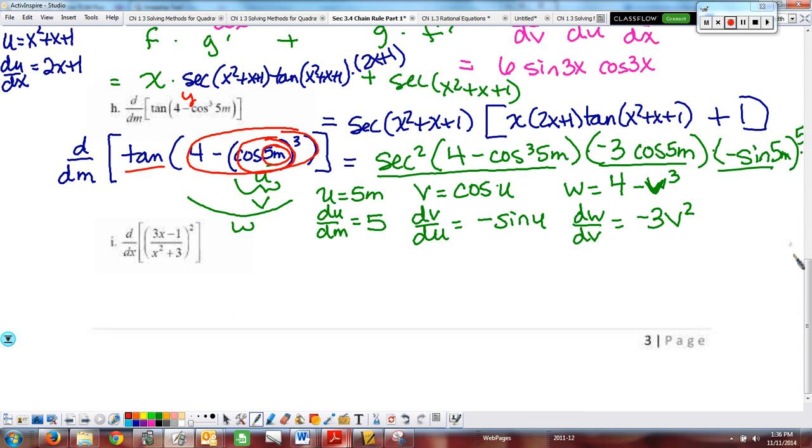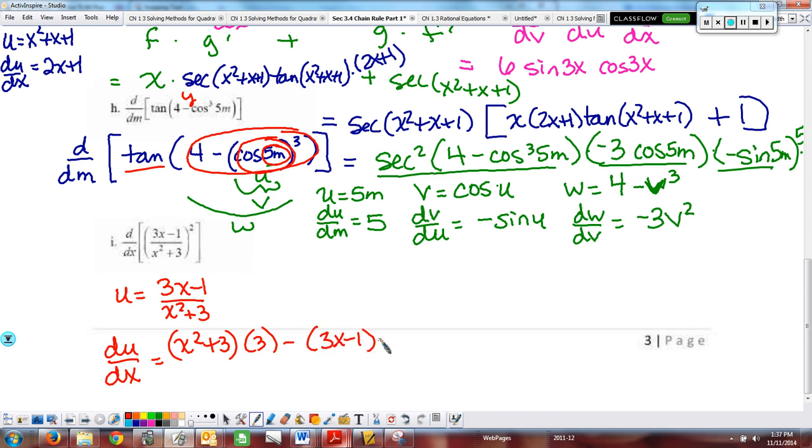All right, let's take a look at this one. Now in this one, this very last one, kind of to finish out our lesson so far, I'm going to treat this whole thing as the inside function. Because it doesn't really matter how complicated it is, as long as you can take the derivative of it. So I'm going to let u equal 3x minus 1 over x squared plus 3. When I calculate du dx, then I'm just using quotient rule. Low d high minus high d low all over low squared. It does not bother me how complicated that rate of change is.